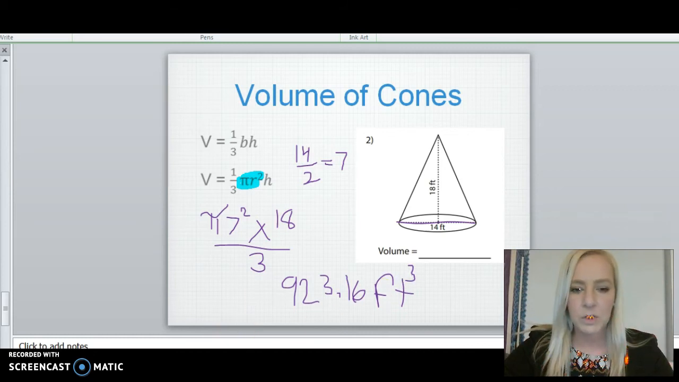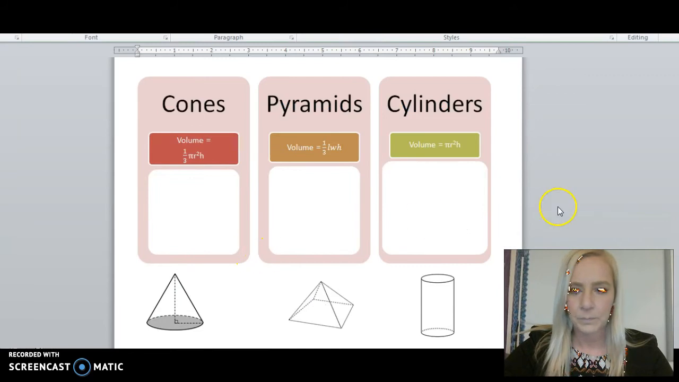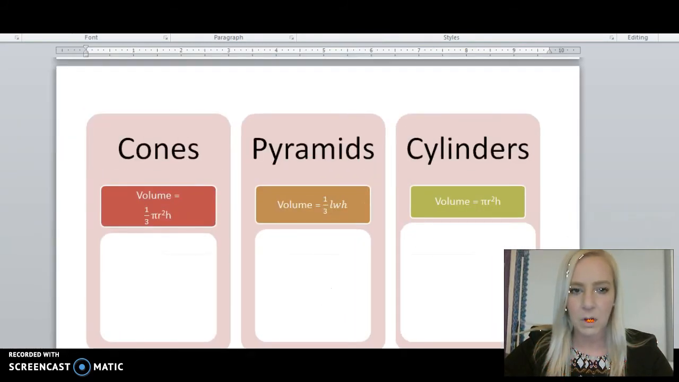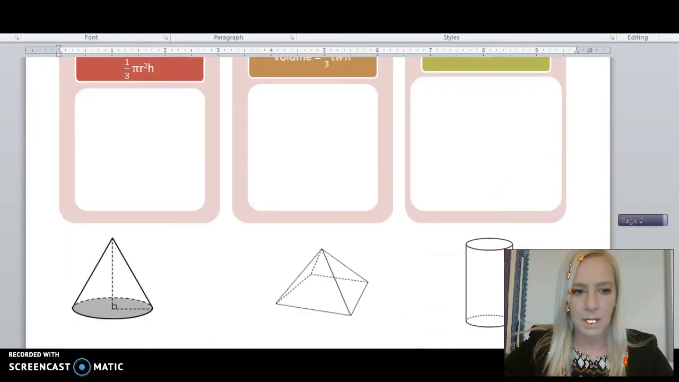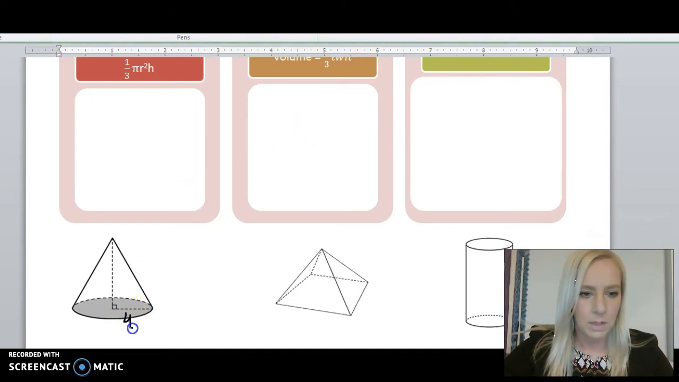Okay, now let's refer to your graphic organizer. And we're going to have to give our cone a radius and a height. So let's make a radius of 4 inches and a height of 6 inches.